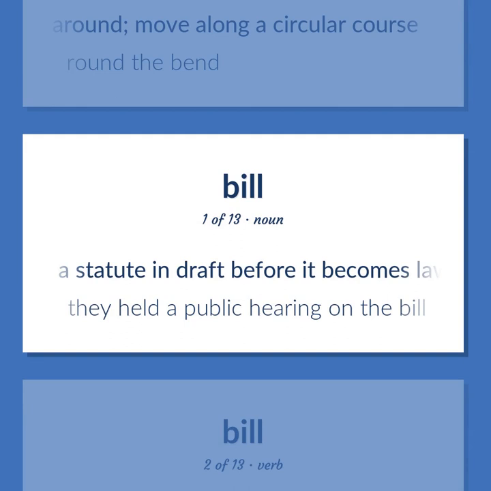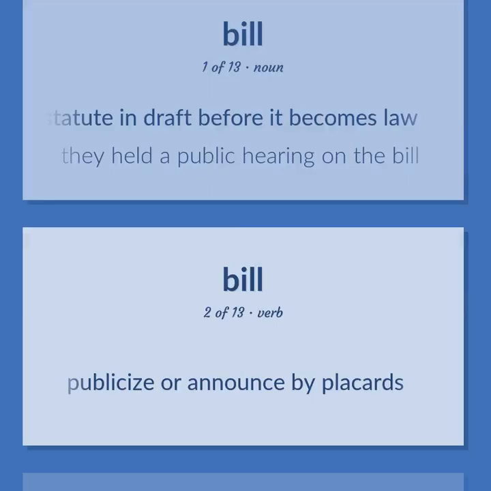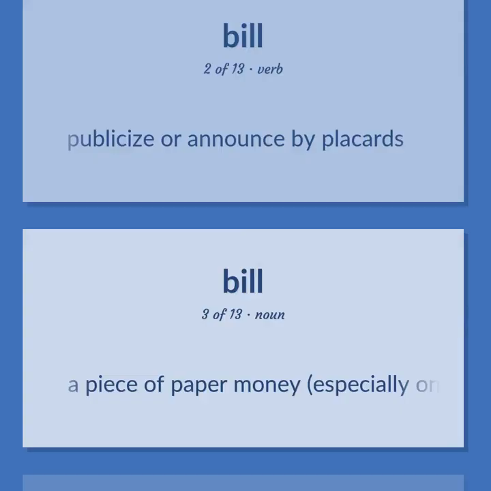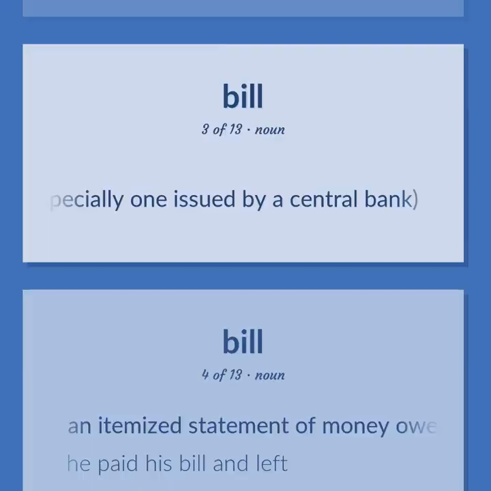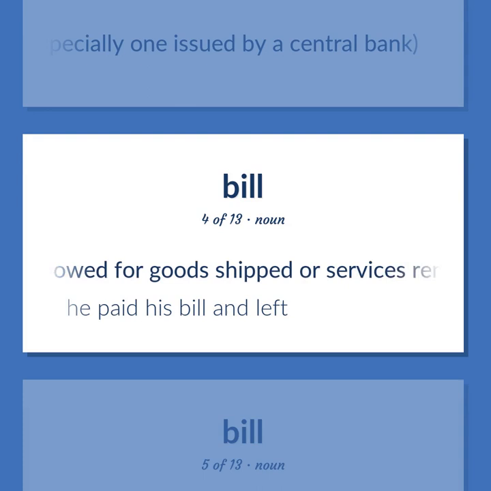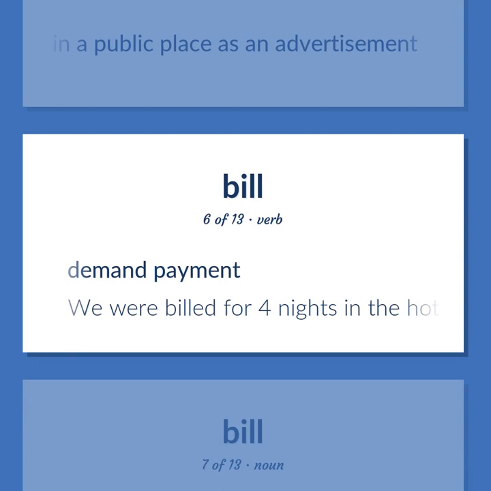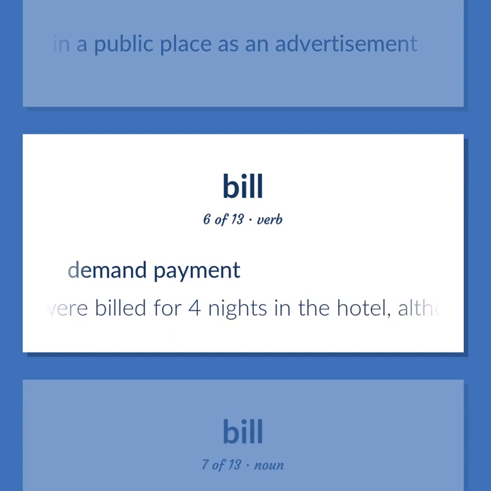A statute in draft before it becomes law. They held a public hearing on the bill. Publicize or announce by placards. A piece of paper money, especially one issued by a central bank. An itemized statement of money owed for goods shipped or services rendered. He paid his bill and left. A sign posted in a public place as an advertisement. Demand payment. We were billed for 4 nights in the hotel, although we stayed only 3 nights.